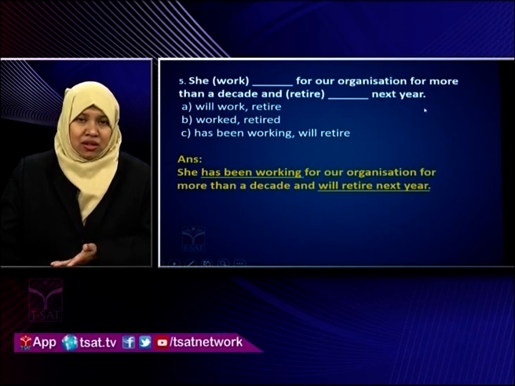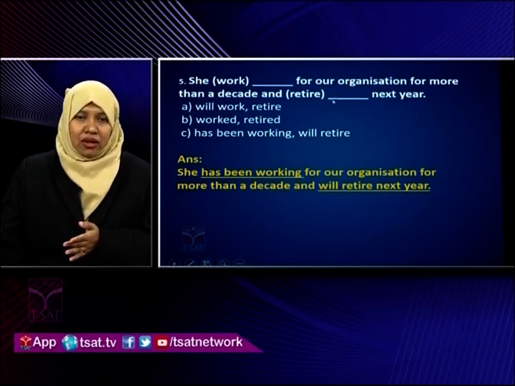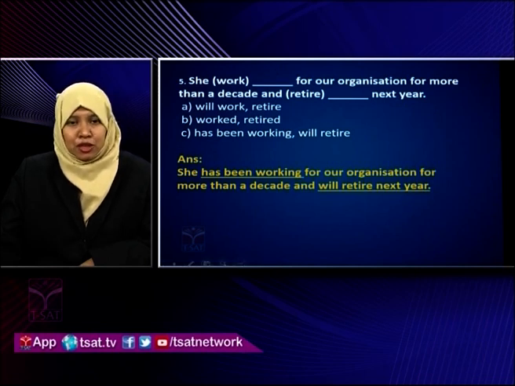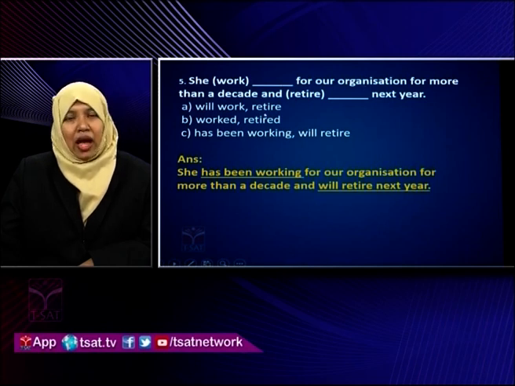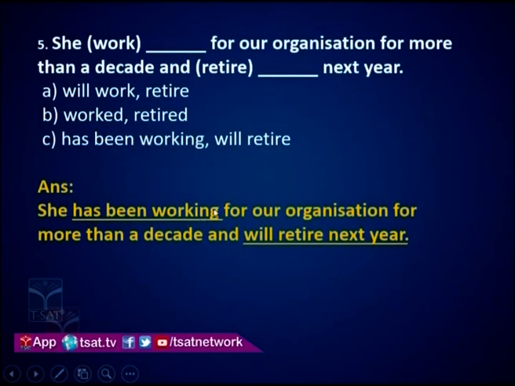And dash next year. Something is going to happen next year. This action is going to happen, retire. So you are talking about future, and here the future tense should come. And in the first part of the sentence, which tense should come? It is present perfect continuous. She has been working for our organization for more than a decade and will retire next year. So in the second part you will use future time, and in the first part you will use present perfect continuous. She is still working. She has been working for a decade and will retire next year.